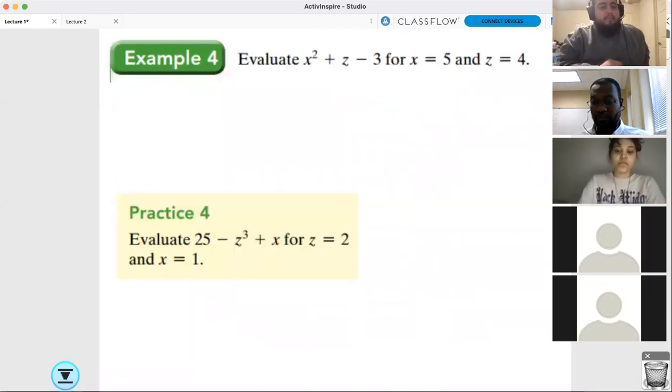Here is example 4. Notice how the expressions get a little bit more intense. I'm gonna give you 1 minute to write the example down before I work it out.